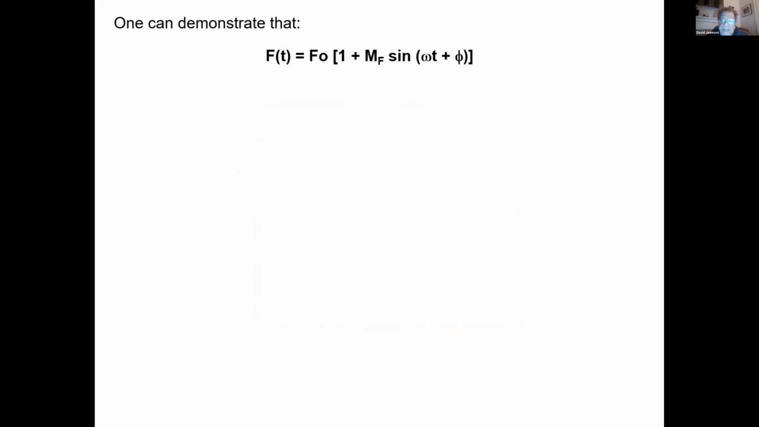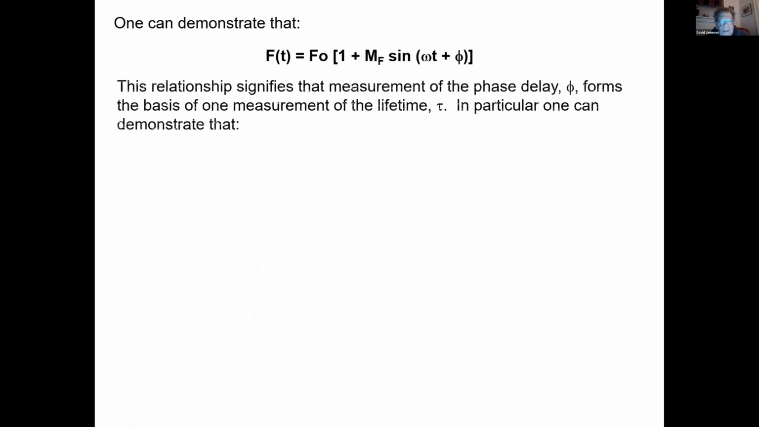So the AC-DC ratio of the emission actually changes also. And you can demonstrate that the fluorescence at time t in this format is equal to the starting one plus M_F sine omega t plus phase, where phase is the phase shift.